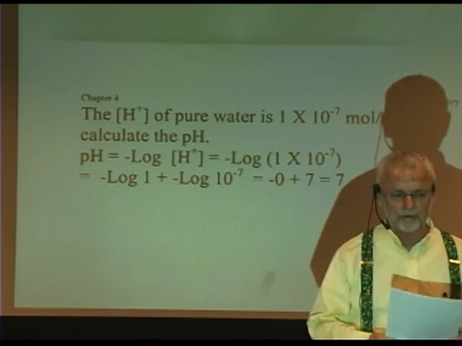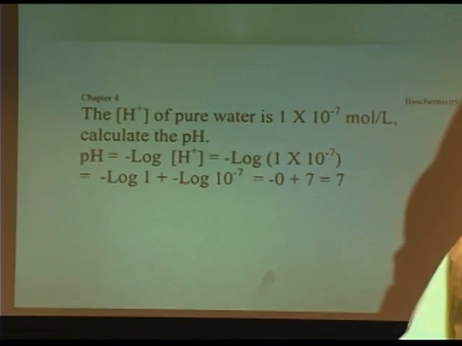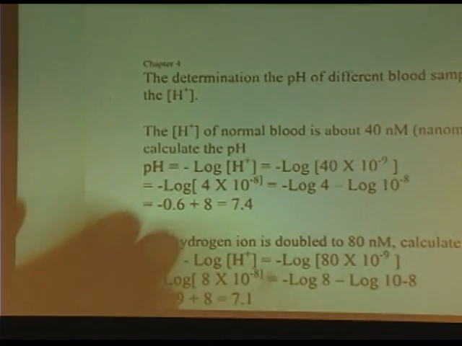And we're going to do a couple more here. We're going to do the pH of blood. It's not neutral. It's at 7.4. In fact, it's 40 nanomolar is what it is.